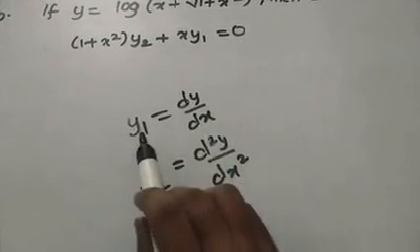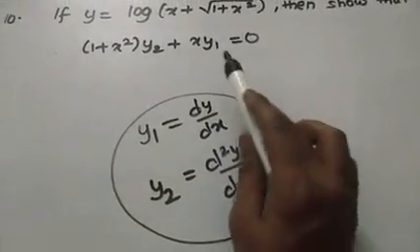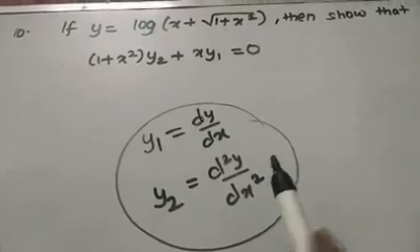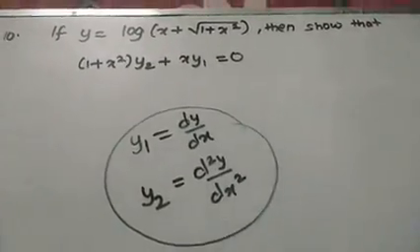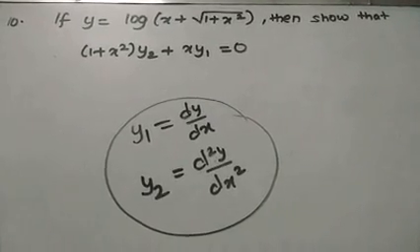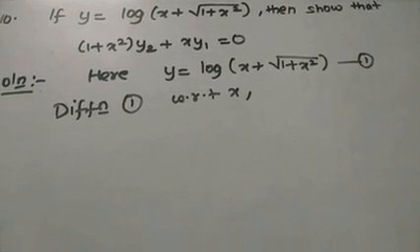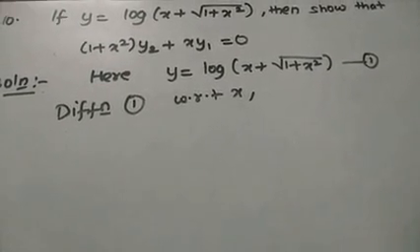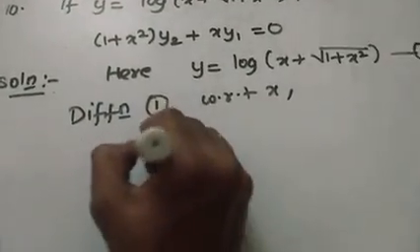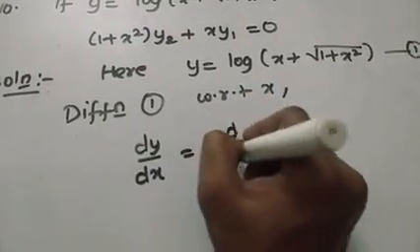First term derivative y1, second term derivative y2. So that means y1 is dy by dx, y2 is d2y by dx2. So we require two things here, dy by dx and d2y by dx2. So first of all find dy by dx. Here y equals log of x plus root over 1 plus x square; name this equation 1. Differentiating 1 with respect to x, we get dy by dx, and on this side d by dx of this.